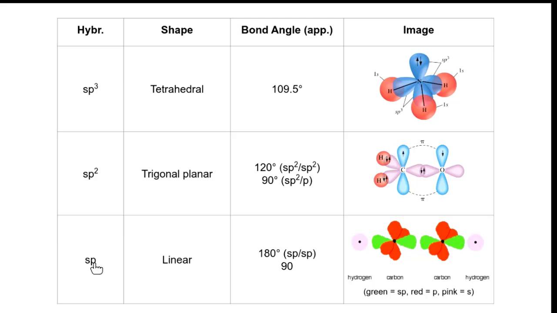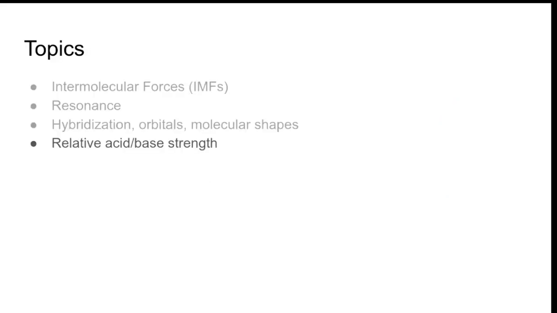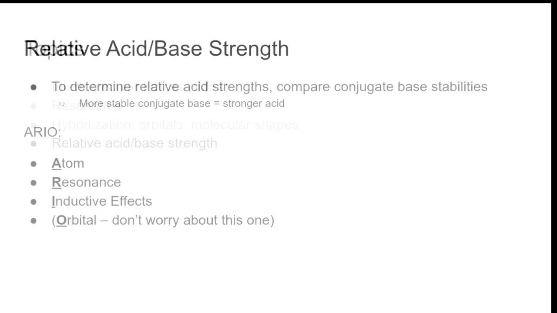And for when we have an sp hybridized atom, in other words, for example, a carbon with a triple bond, that's going to be linear, right? And that makes sense because you only have 2 things attached. So it's just going to be linear. And the last thing we're going to talk about is relative acid and base. This was a pretty requested topic, so we're gonna go over it pretty in depth.